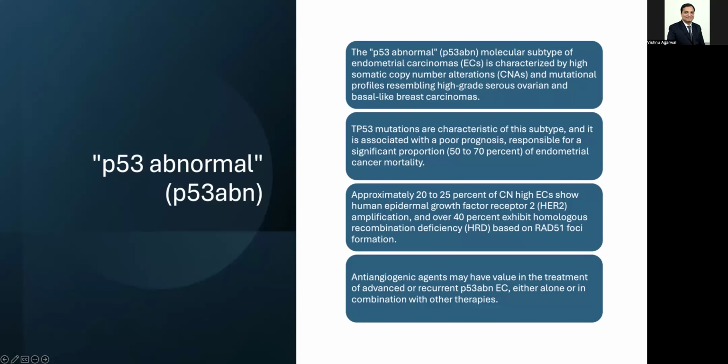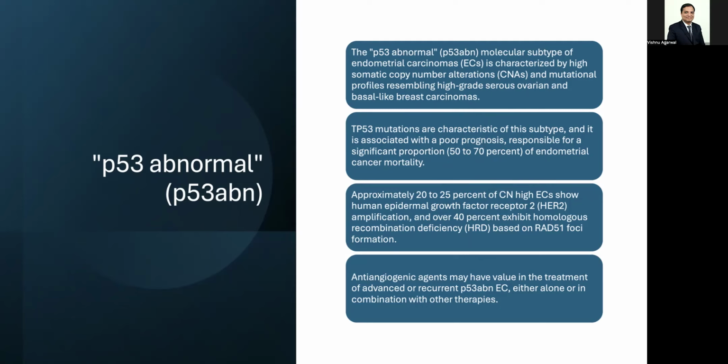And the fourth type is P53 abnormal. This is characterized by high somatic copy number alterations and mutational profiles. It is associated with a poor prognosis and is responsible for a significant proportion, 50 to 70%, of endometrial cancer mortality. Approximately 20 to 25% of these patients show HER2 and HRD based on RAD51 foci formation.